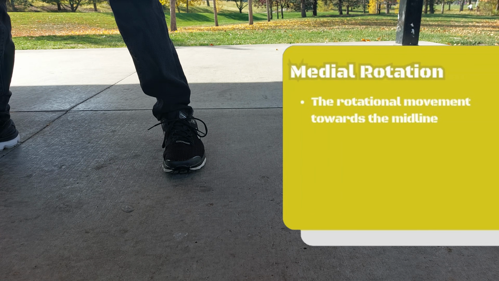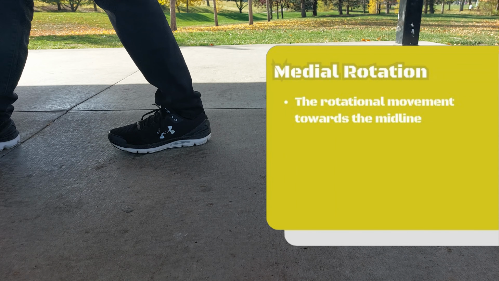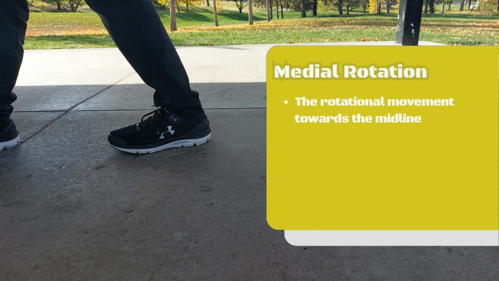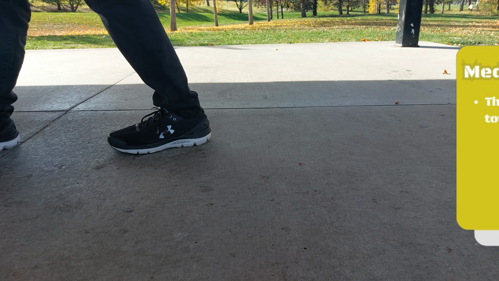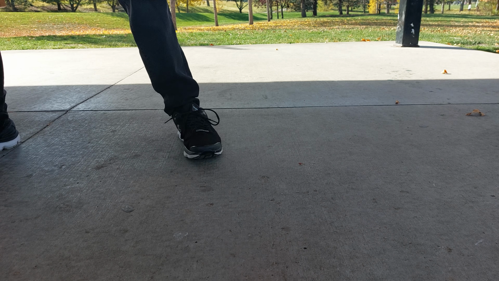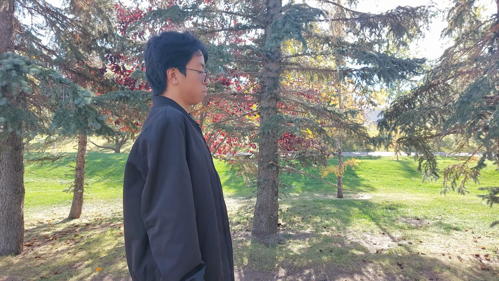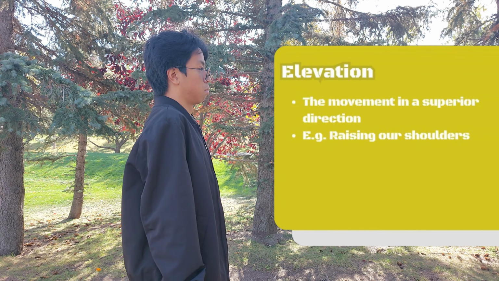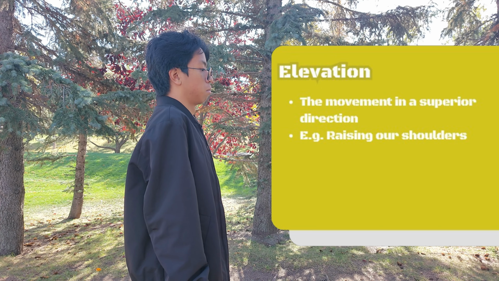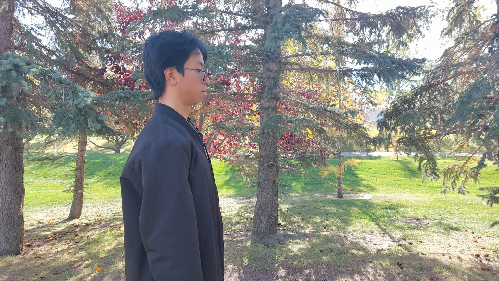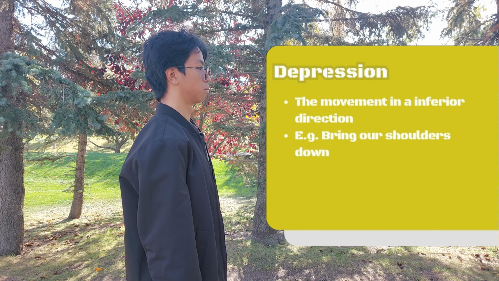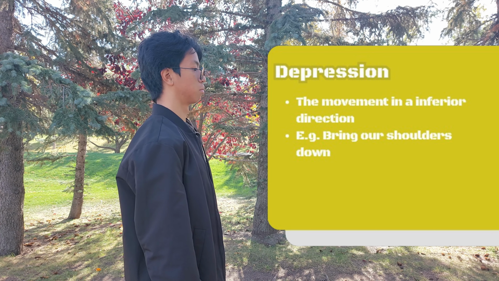Medial rotation, as shown with the rotation of the ankle going medially, is rotational movement towards the midline. When we move the ankle laterally, it showcases lateral rotation, rotational movement away from the midline. When we raise our shoulders, we do elevation, which is movement in a superior direction. When our shoulders go downwards, this type of movement is depression, movement in an inferior direction.